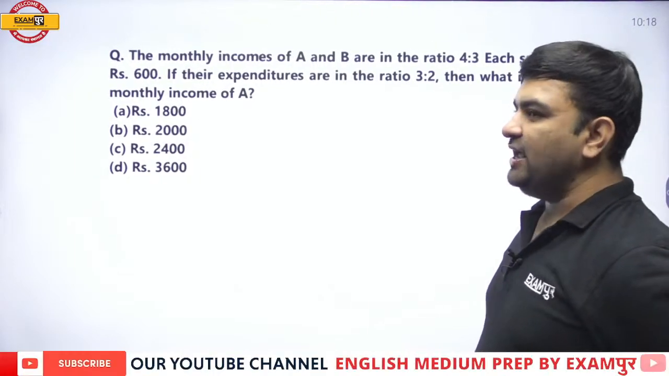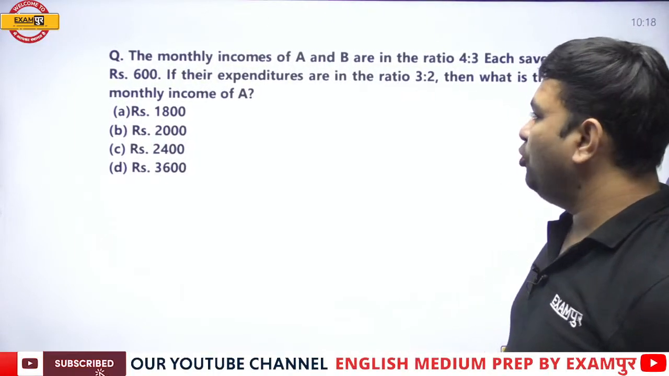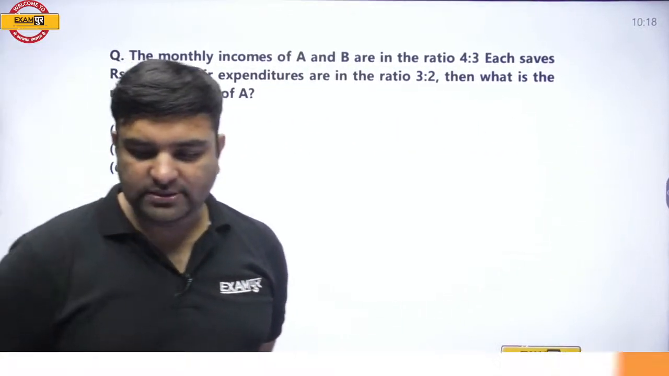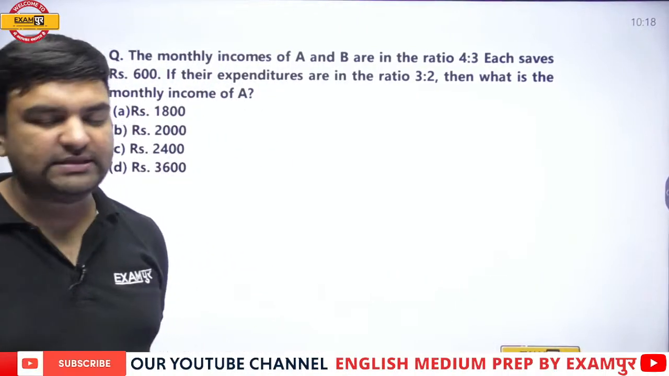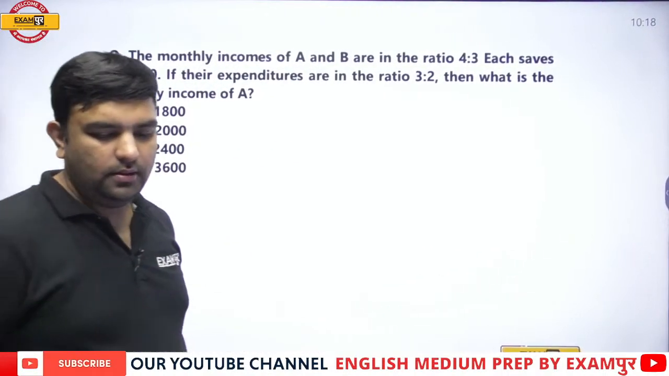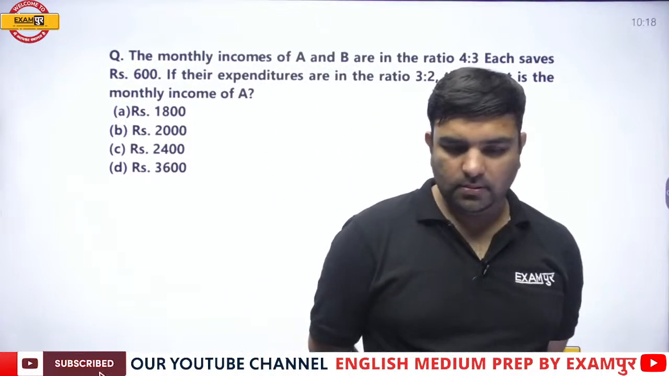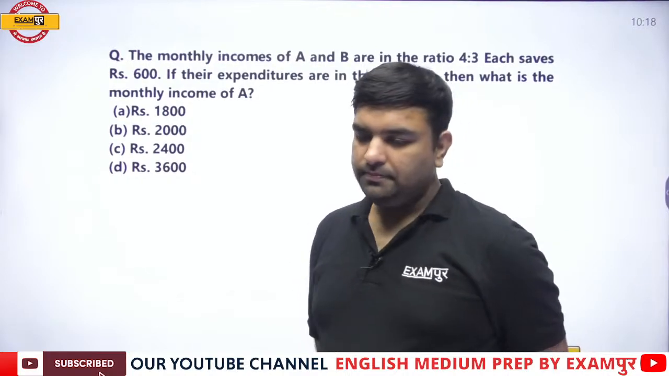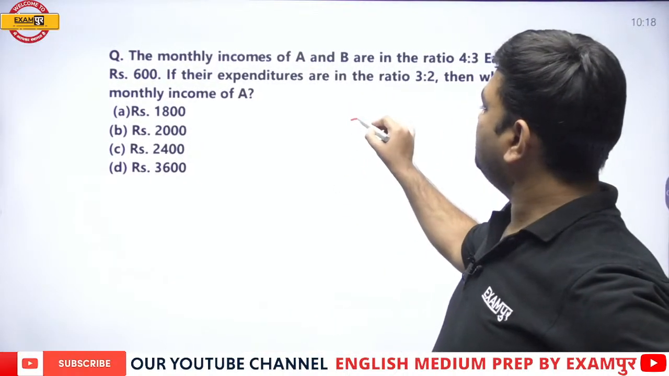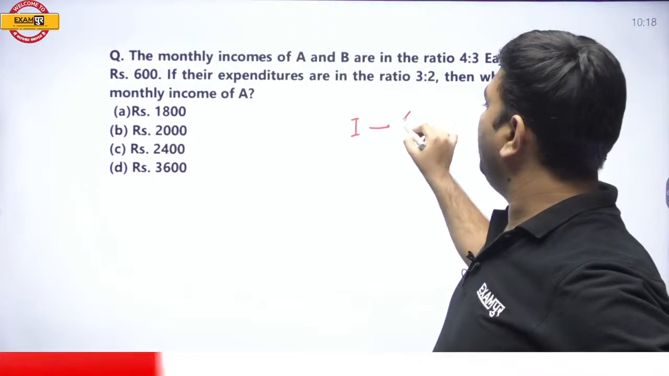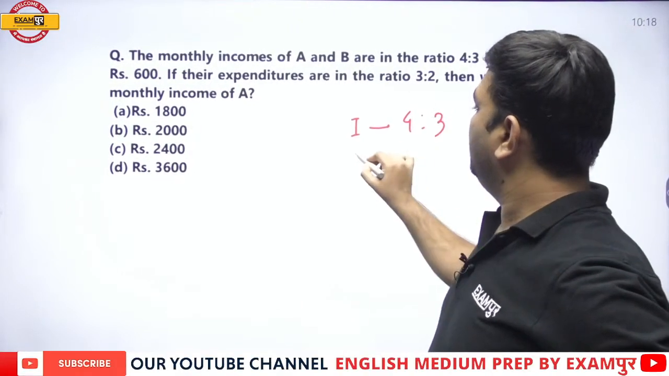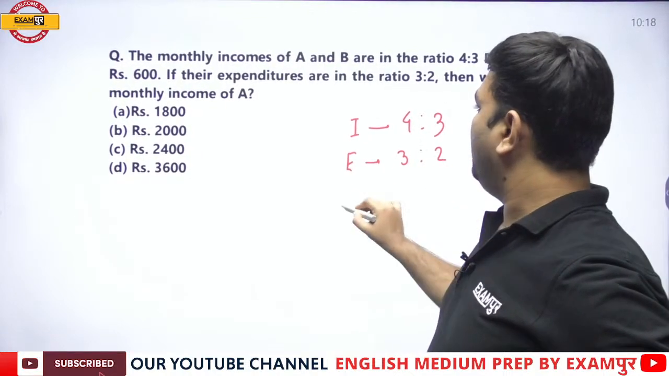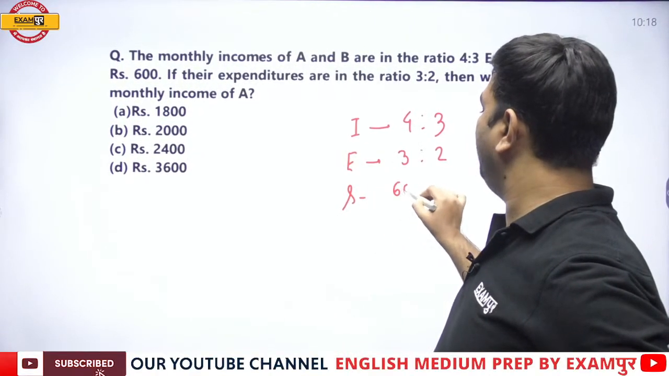Incomes known, savings known, expenditure ratio known. What is the income of A? Income of A, expenditure of A and B, and savings are also 600.